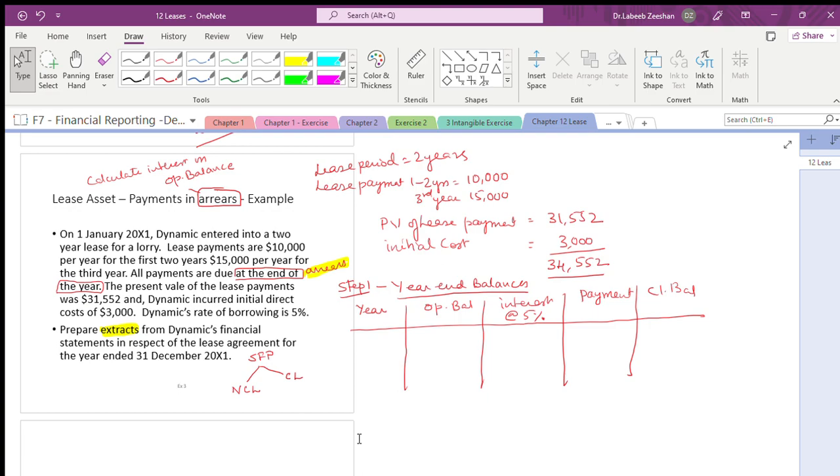Now, year-end balance means we are talking about 31st December 2001. Year beginning balance is 31,552. We have to calculate interest at the rate of 5%. How much will we get? 31,552 times 0.05.